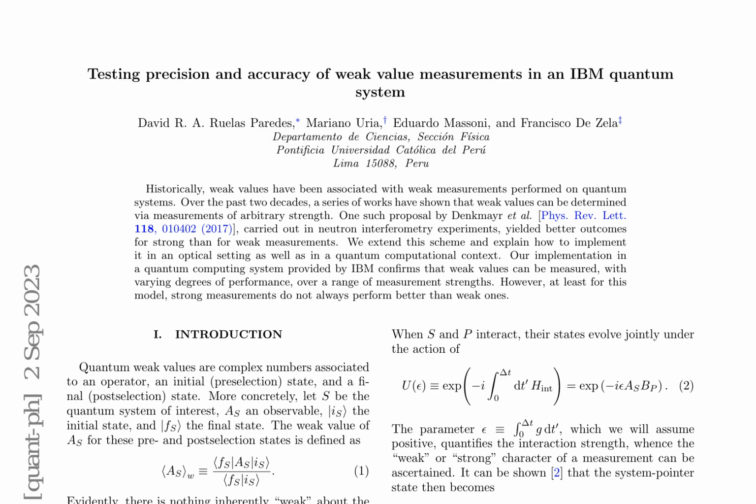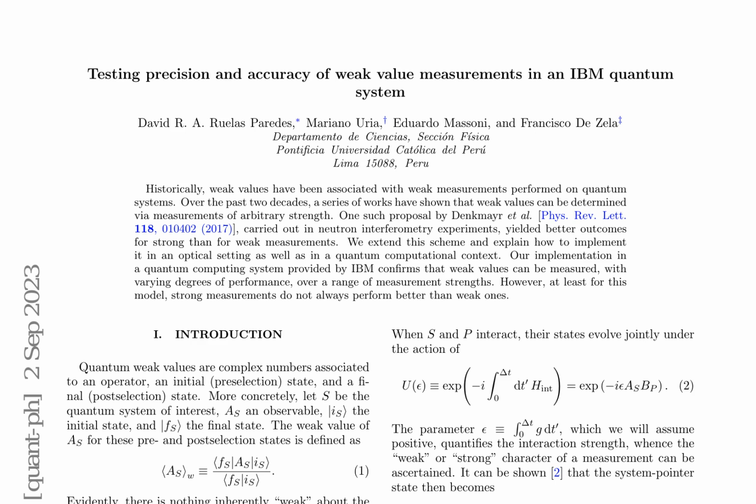The paper delves into the concept of weak values in quantum systems, focusing on the precision and accuracy of weak value measurements in an IBM quantum system. Weak values are complex numbers associated with an operator, an initial state, and a final state, defined as the ratio of the inner product of the final state, operator, and initial state to the inner product of the final and initial states.